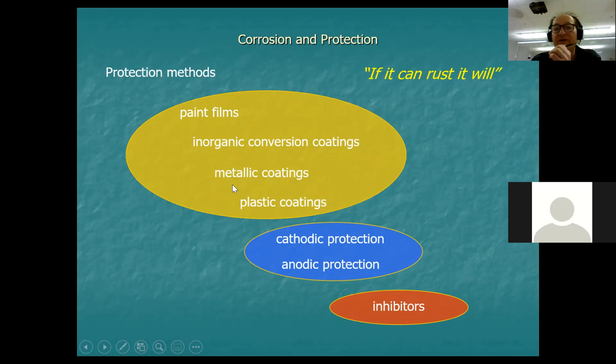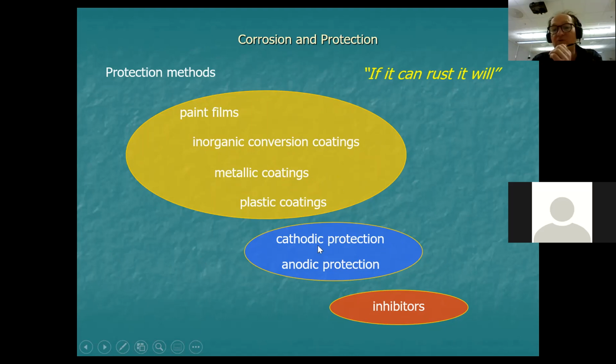Then you can have metallic coatings. These are things like galvanizing, which we've already looked at, or tin plating, which we're going to look at today. And then plastic coatings, where you put a plastic coat onto your metal object and the plastic prevents it from corroding. This may be a transparent plastic film, which you can't actually see very easily. So that's the big bubble.